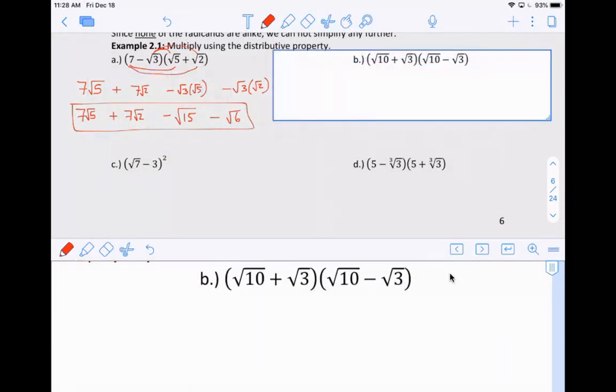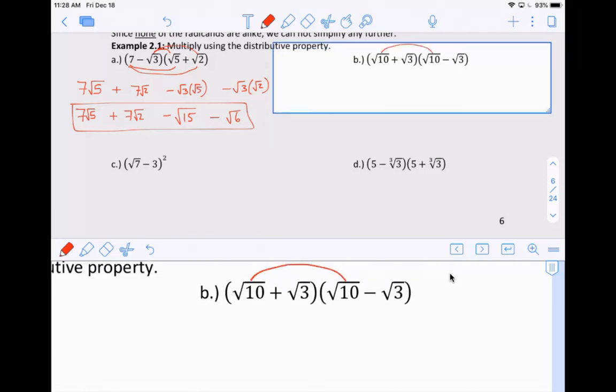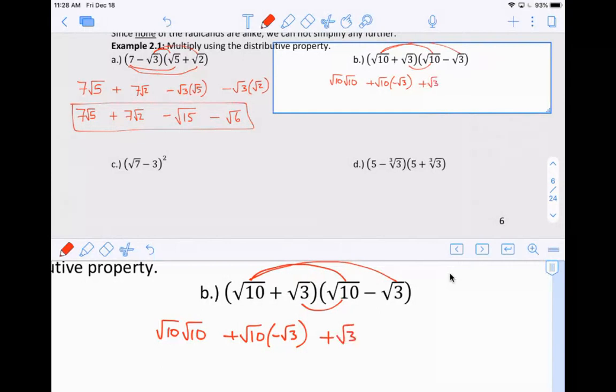Let's head over here to B now. We've got some things that look strangely similar, root 10 plus root 3 and root 10 minus root 3, but the process is still the same. So we'll do root 10 times root 10, and then we need a square root of 10 times negative square root of 3. The other set now, we have positive square root of 3 times positive root 10. And the last one here, we have positive root 3 times negative root 3. Now notice I did put parentheses around that second one when there was a negative there, because I wanted to remind myself I'm not subtracting them. I'm actually multiplying them out.